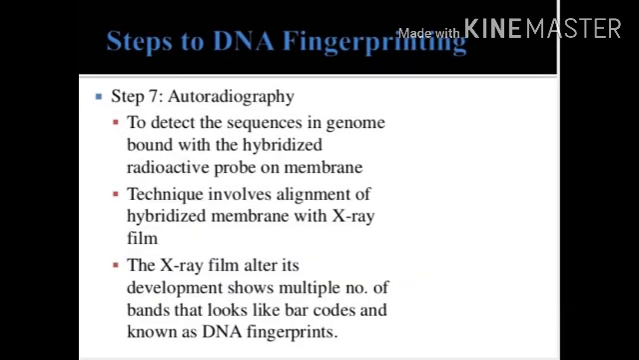After that, in the seventh step, autoradiography. Autoradiography is done to detect the sequences in a genome that bound with the hybridized radioactive probe on that membrane. That technique involves the alignment of the hybridized membrane with X-ray film. The X-ray film after development shows multiple bands which look like a barcode. You know what a barcode is? And that barcode is known as the DNA fingerprint.